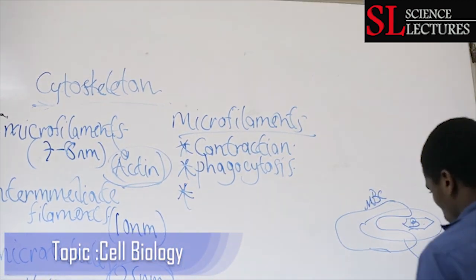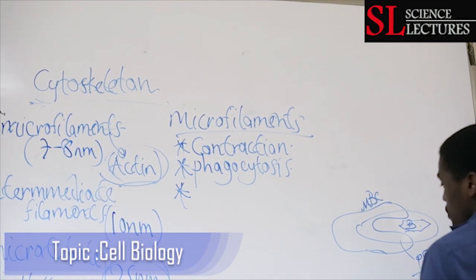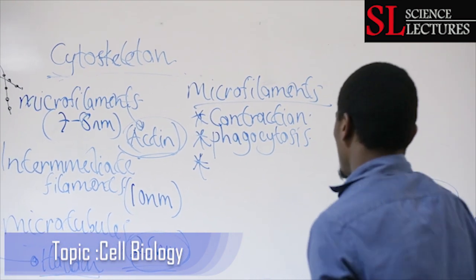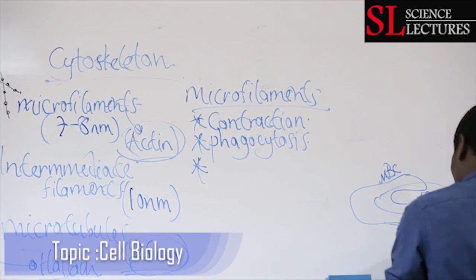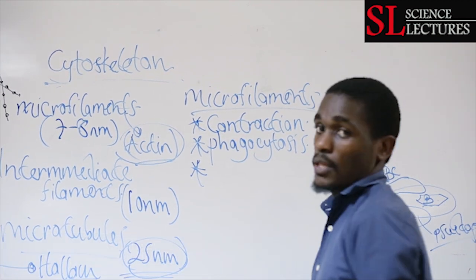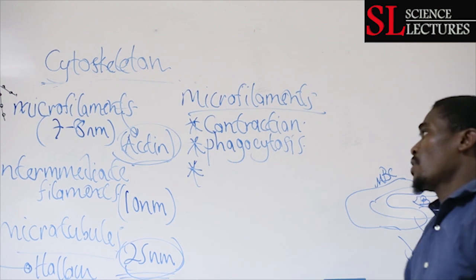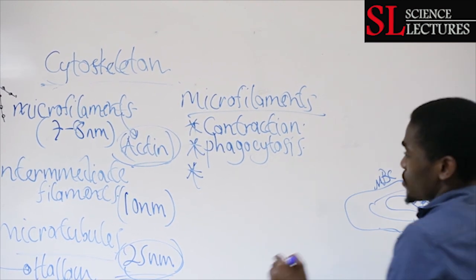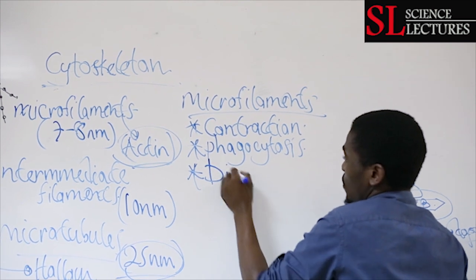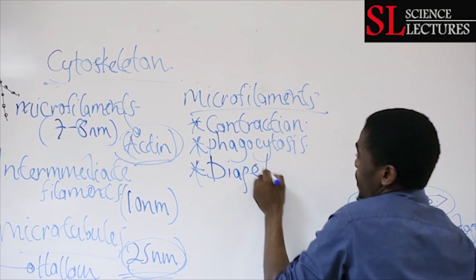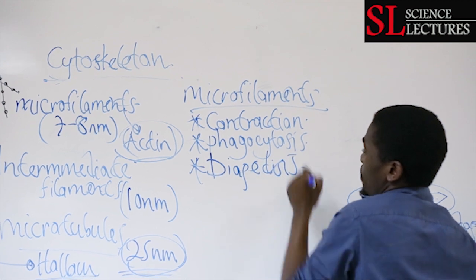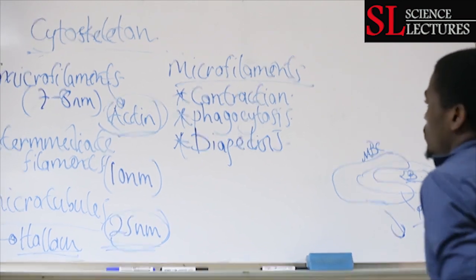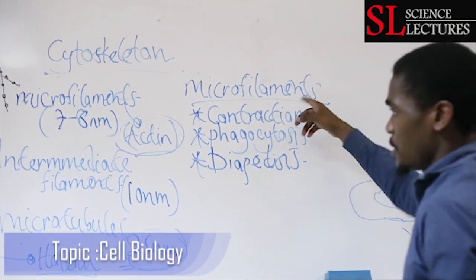Then, if we have a white blood cell that wants to squeeze somewhere to approach maybe a microbe in the body, we also need the microfilaments to take part in the activity. That process is called diapedesis. So diapedesis, the squeezing of the white blood cell somewhere, also requires the microfilaments.